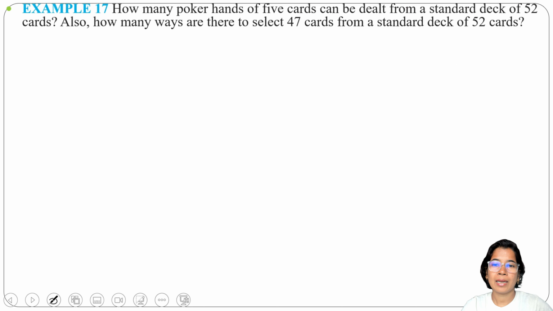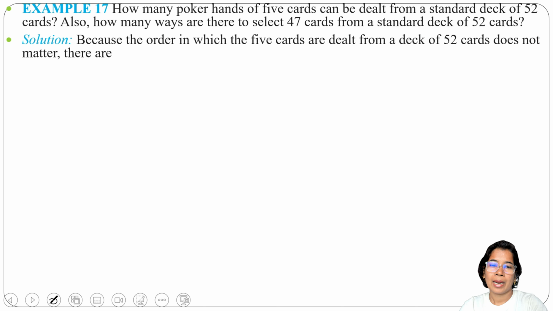Example 17. How many poker hands of 5 cards can be dealt from a standard deck of 52 cards? Also, how many ways are there to select 47 cards from a standard deck of 52 cards? So there are 52 cards, from which we need to choose 5 cards. It is asking how many poker hands of 5 cards can be dealt from 52 cards, and the order doesn't matter. That's why we can apply the combination.